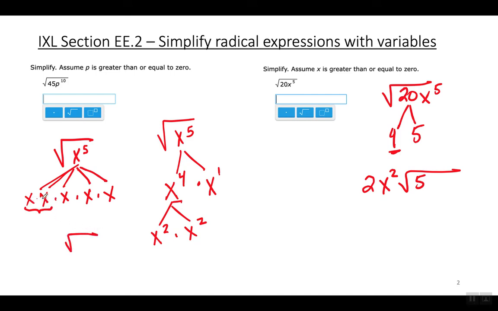Okay. So for example, I got these two x's, right? That means that one of them goes outside the box. I got these two x's, so that means one of them goes outside the box. And I got this x left by itself, so it stays here. Now remember, if there's more than one term outside the box, you got to multiply them together. So this x times this x gives me x squared, and I'm left with this x inside.